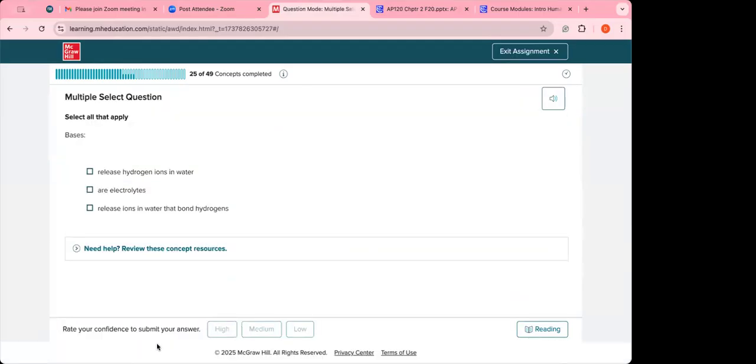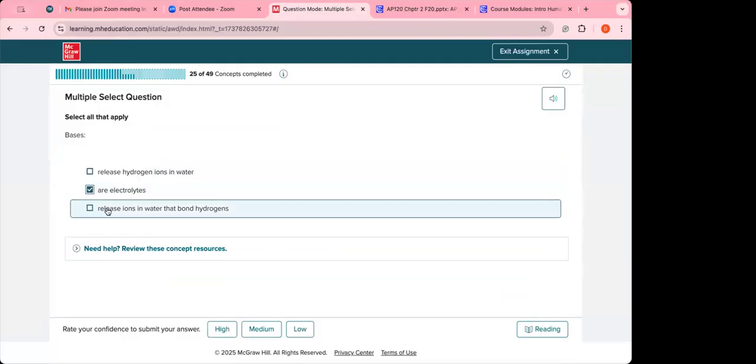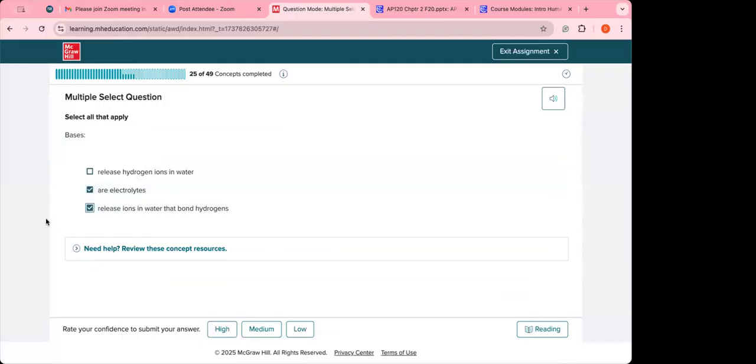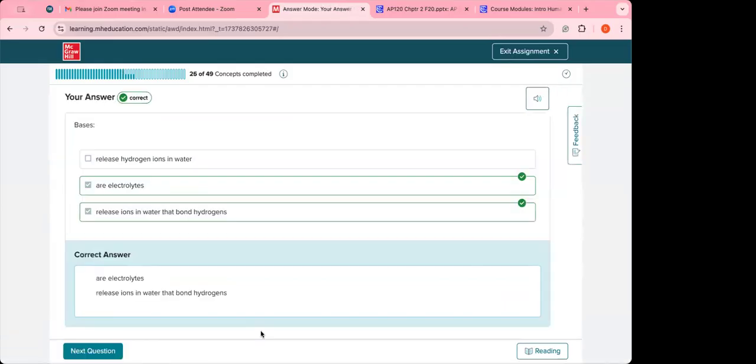Bases do what? Okay, we need two answers for this. So bases are electrolytes. The middle one. And bases release ions in water that bond hydrogens. Because we got that one wrong before. Okay, so that's that part.